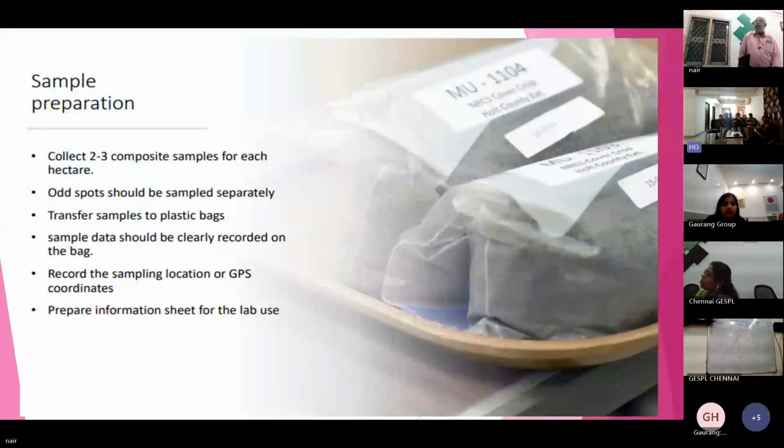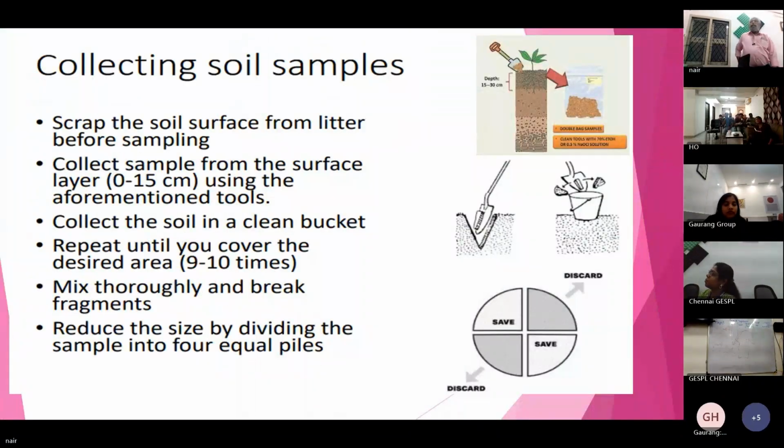In most of our reports, we are giving it as 30, 60 and 90 centimeters. The sample is collected from different depths of 30, 60 and 90 centimeters. Is that correct?